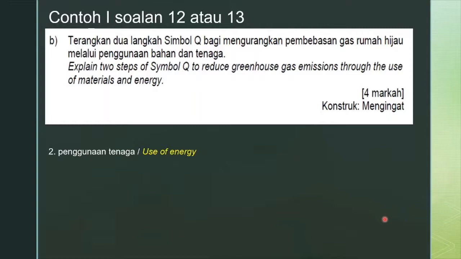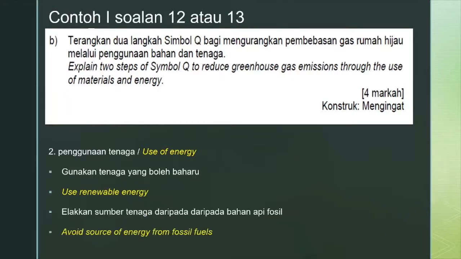Okay. Untuk penggunaan tenaga pula, gunakan tenaga yang boleh baharu. Use of energy, we use renewable energy. Elakkan sumber tenaga daripada, ada typing error di sini ya, daripada bahan api fosil ya. Kalau boleh elakkan sumber tenaga yang dihasilkan daripada bahan api fosil ya. Avoid the source of energy from fossil fuels.